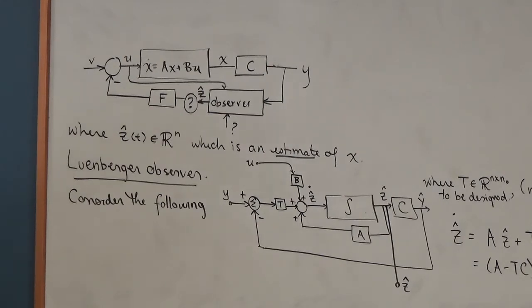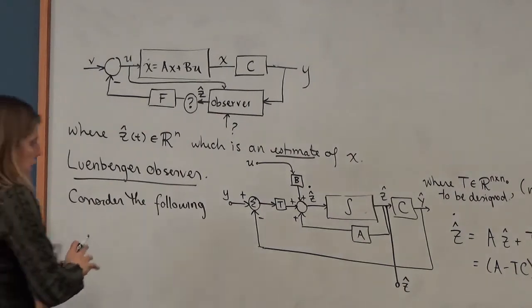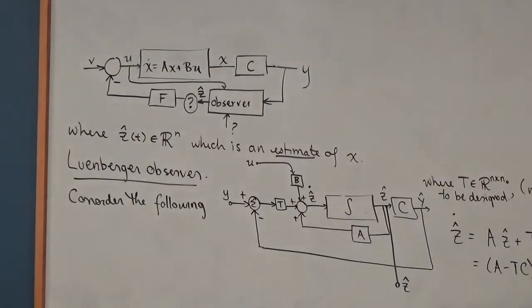And let's ask, under what conditions is z hat a good estimate of x? A nice way to do that would be to look at the dynamics of z hat minus x, the error between the estimate of the state, or what we want to be a good estimate of the state, and what the state actually is. So let's look at z hat minus x. This is my state estimate error.